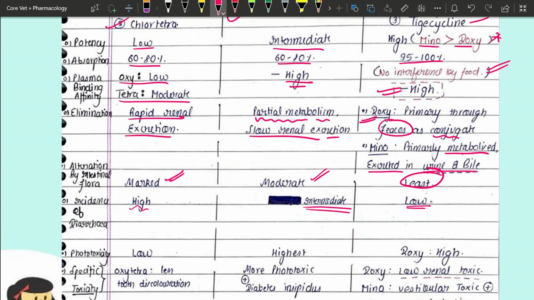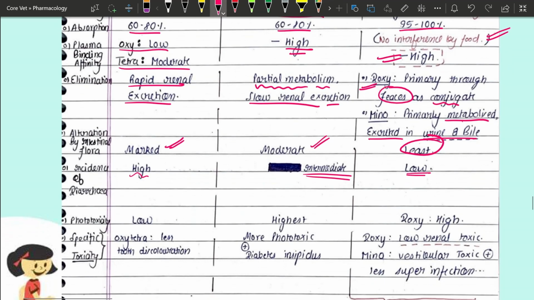So remember that the major drugs that are long acting are quite beneficial in terms of their properties, because they are highly lipid soluble, there is no interference from food, potency is high, and the intestinal flora is least affected by the long acting drugs, right? So the importance of the long acting is quite more.